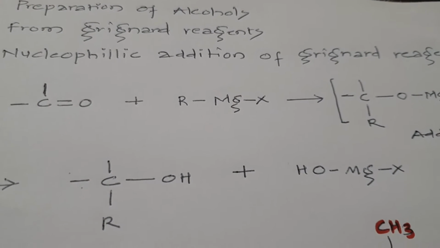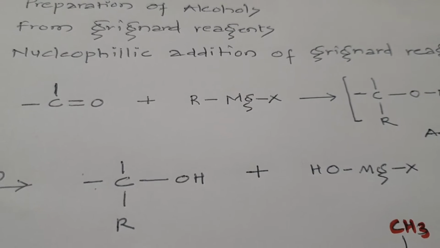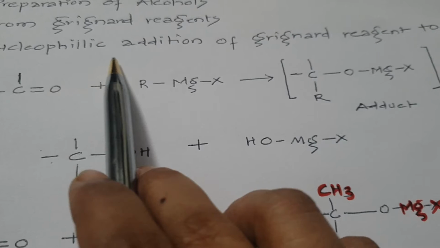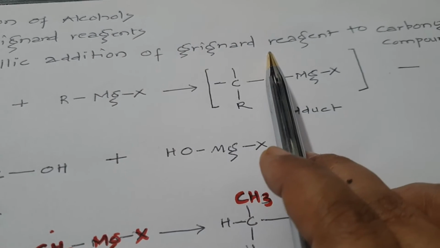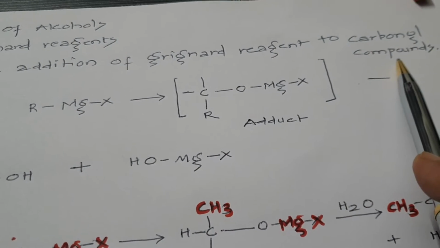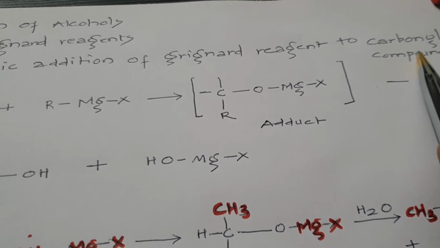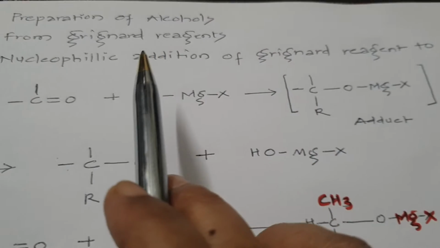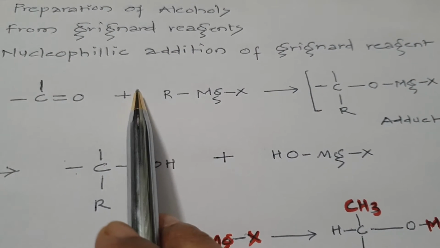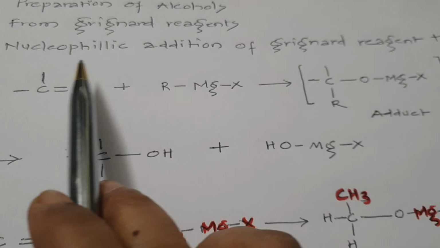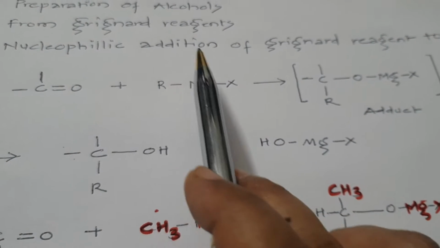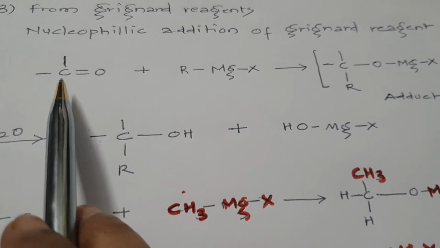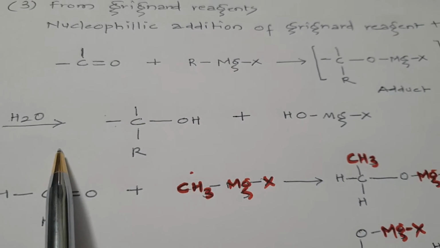Let us now see preparation of alcohols from Grignard reagents. The method which will be used over here is nucleophilic addition of Grignard reagent to carbonyl compounds, that is to aldehydes and that of ketones. Now this particular method follows addition, that is nucleophilic addition of Grignard reagent to a carbonyl compound followed by hydrolysis.